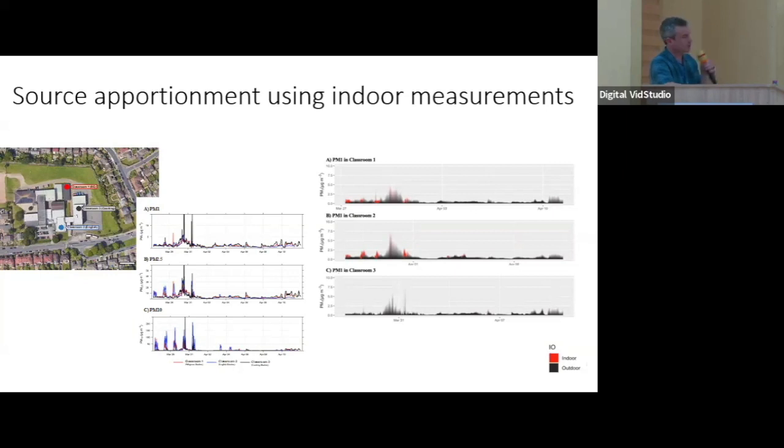And if we look at the PM1, we've used the source apportionment to separate PM1 into indoor and outdoor factors. And what we can see is in all classrooms, most of the PM1 is coming from outdoor sources, which is black. The red ones are the indoor sources. So most of PM1 is due to the ingress of outdoor air coming in. So if you wanted to reduce PM1 exposure, then it's a question of creating better filtration. If we go to the next slide, we'll look at PM 2.5.